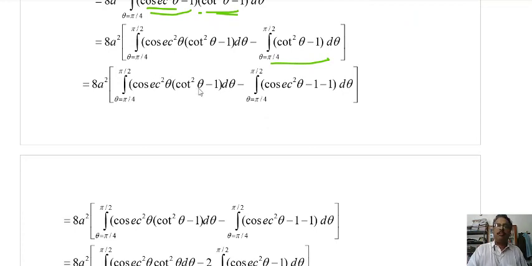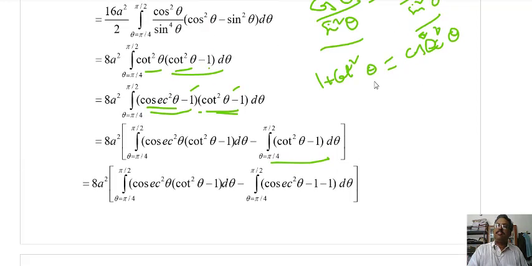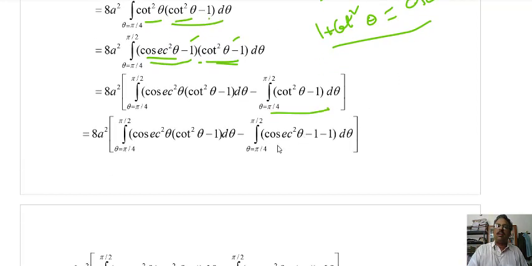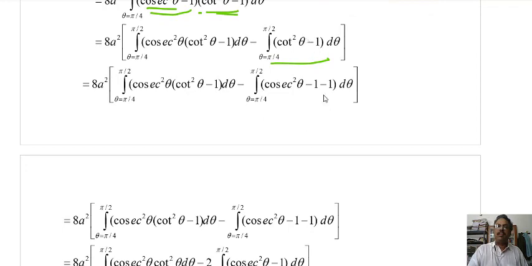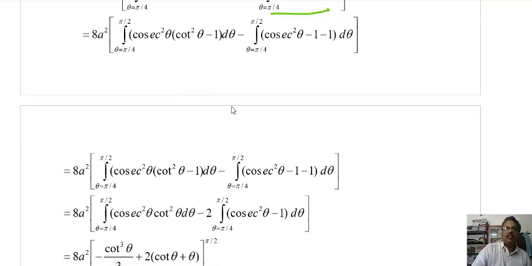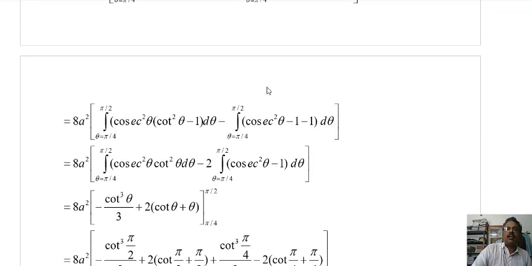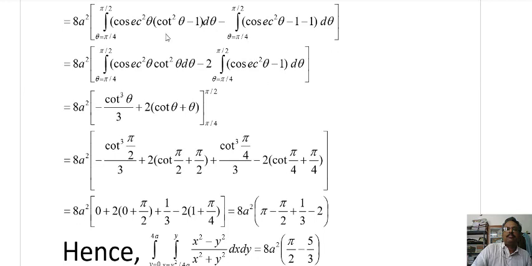The first term is the same. Now change the second term, again using the same identity, 1 plus cot square theta: cosecant square theta minus 1, with the minus 1 already there. Just for understanding, we are writing the same term again. First multiply these two: cosecant square theta cot square theta minus cosecant square theta. Minus 1 is nothing but cosecant square theta, so 2 cosecant square theta minus 1 minus 1 minus 2. If you take 2 common, you will get this term.